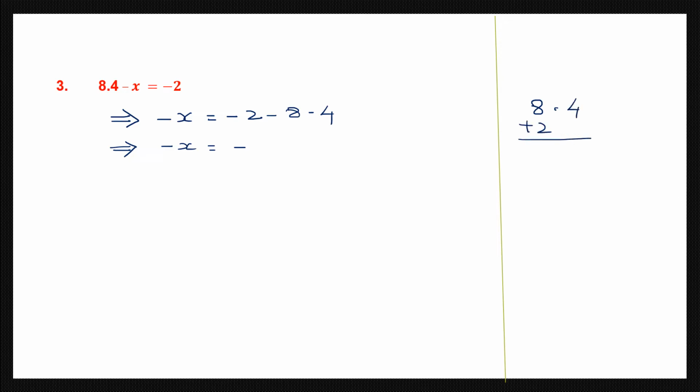So let's make them like decimals by giving a point and putting a decimal place there by adding 0. 4 plus 0 is 4, 8 plus 2 is 10. So that is 10.4. So minus x is equal to minus 10.4. Therefore, x will be equal to simply 10.4.